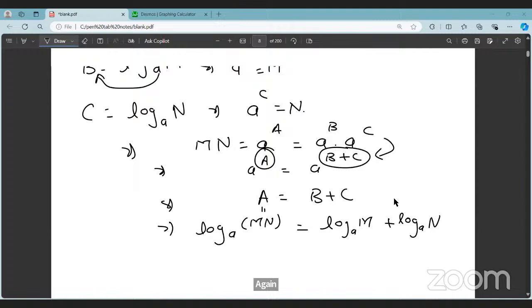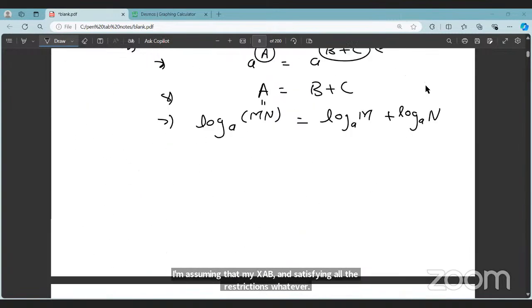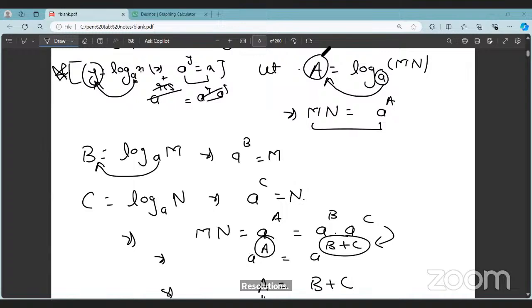Yeah. So this is the derivative resolution. Is there any doubt in this thing? It's quite easy, right? We just have to use the property. Can you explain change of base a little? Yeah, sure.